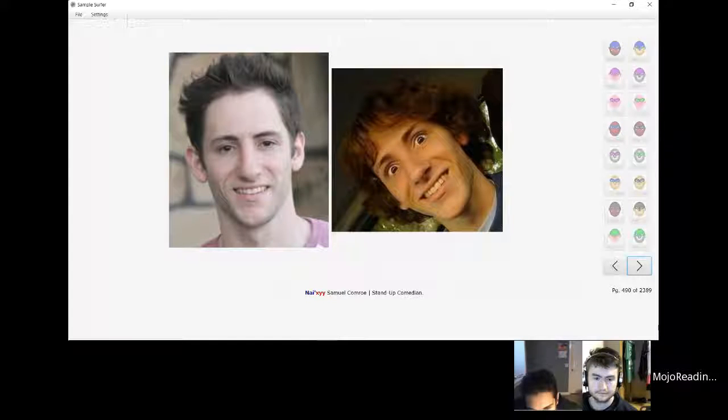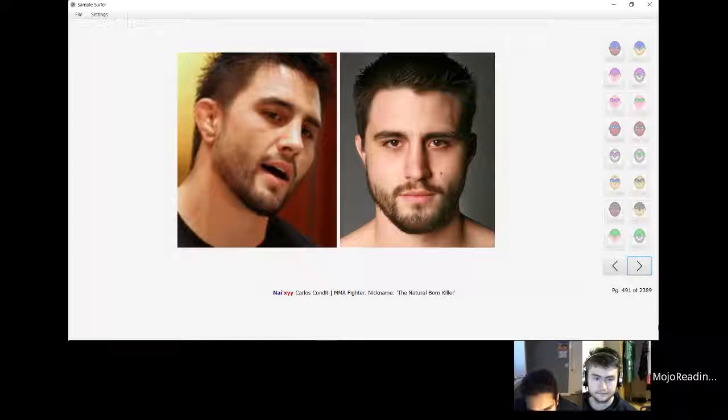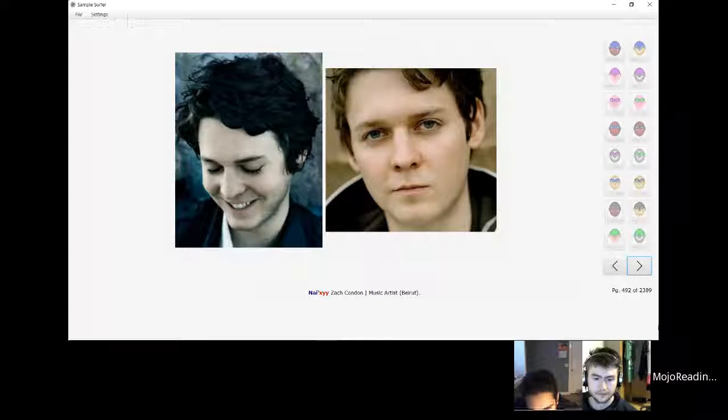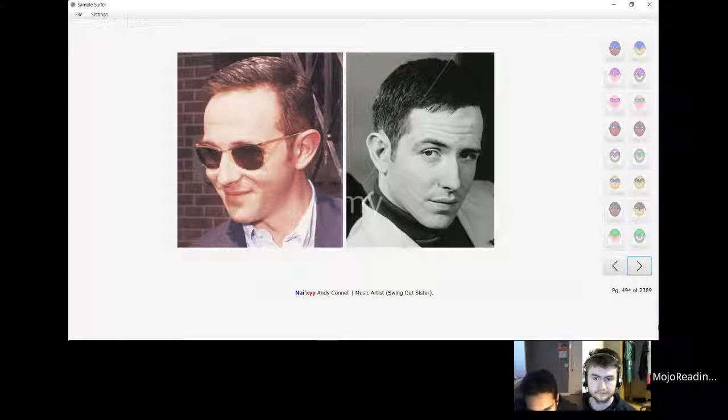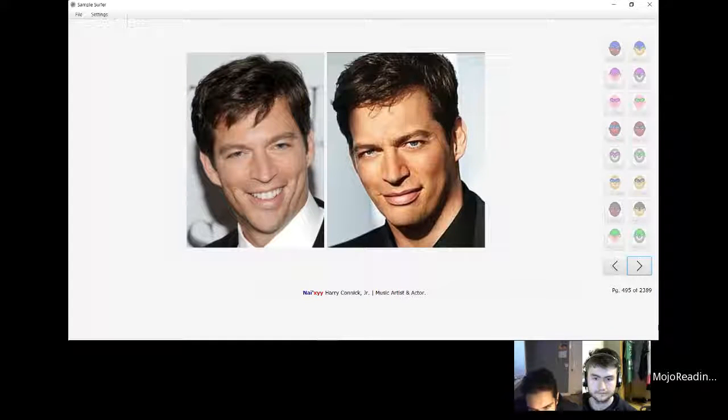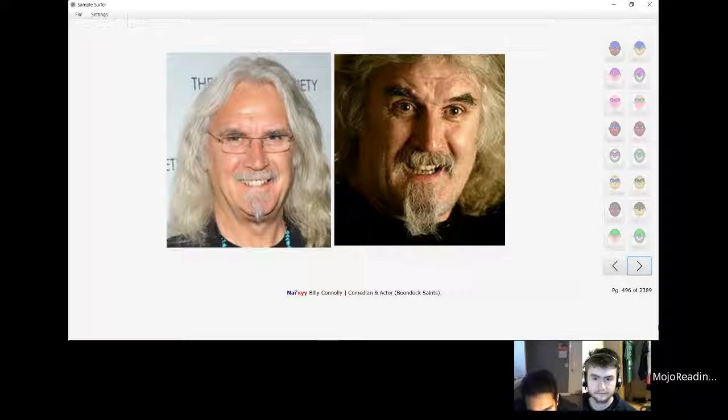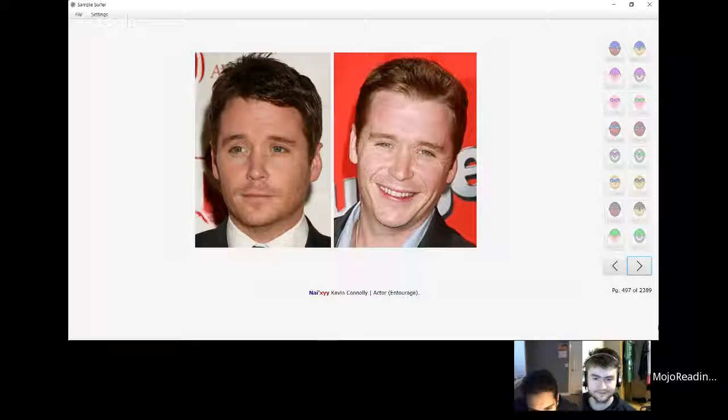Naiji Samuel Camaro. Naiji Carlos Condon. Naiji Zach Condon. Naiji Chris Conley. Naiji Andy Connell. Naiji Harry Connick Jr. Naiji Billy Connolly. Naiji Kevin Conley.